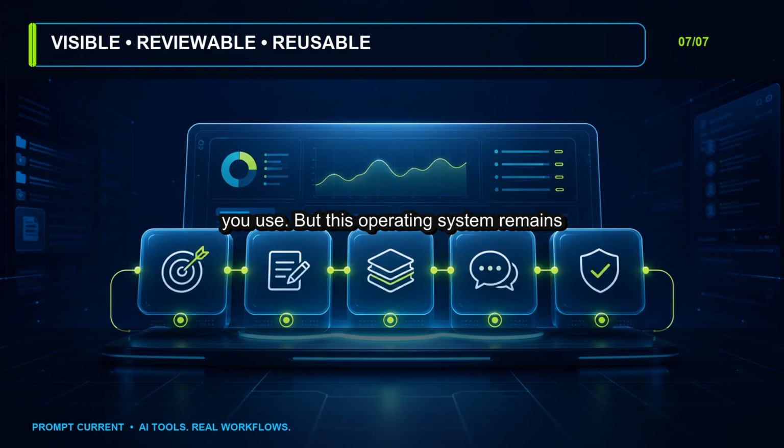The exact interface and availability can change, so check the version of ChatGPT and workspace you use. But this operating system remains useful because it makes the context visible and reviewable. If your current project is just a pile of chats, do not rebuild everything. Start with one brief, 5 trusted sources, and one clean deliverable.